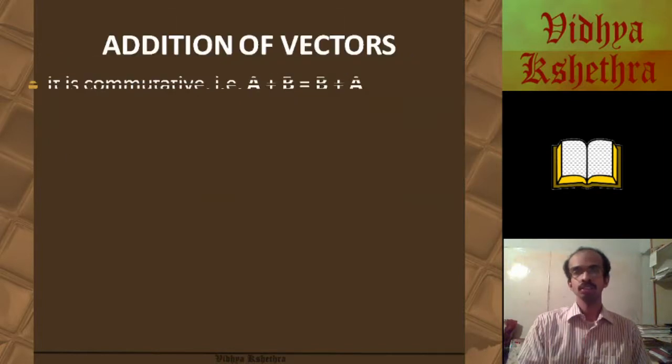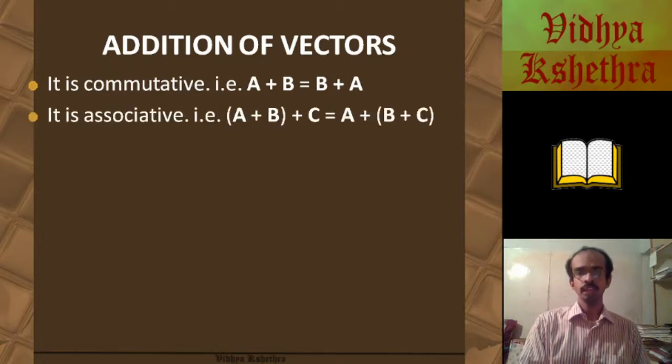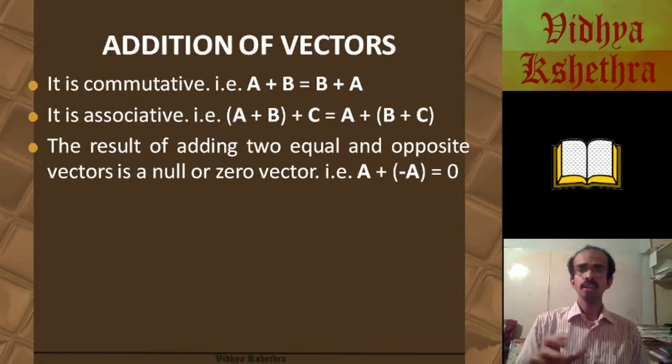Now, addition of vectors. These are some properties of addition of vectors. That is, it is commutative. That is, A plus B is equal to B plus A. It is associative. That is, (A plus B) plus C is equal to A plus (B plus C). The result of adding two equal and opposite vectors is a null or zero vector. That is, A plus minus A is equal to 0. And if we add 0 or a null vector to a vector, we get the same vector. That is, A plus 0 is equal to A.